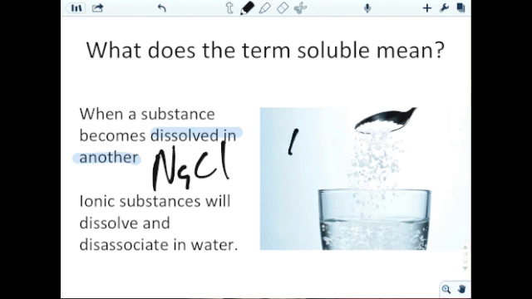So basically what you have is little sodium ions and chloride ions floating around in that water. They dissociate, they break up, and that is why they dissolve. And that's what we mean when we say that they are soluble. If they stay together, then we say that they're insoluble.